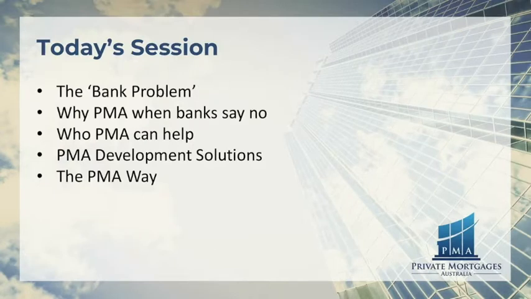First and foremost, what we call the bank problem. There's a lot of reasons why people can't get traditional finance from a banking institution. I'm going to probably refer to banks as traditional lenders today. When I say traditional lenders, I mean big banks, little banks, non-banks, and institutional lenders, and that's the first camp, and then private lenders are in the other camp. So we're going to be looking at the bank problem, but it's really more of a problem to do with traditional lenders.